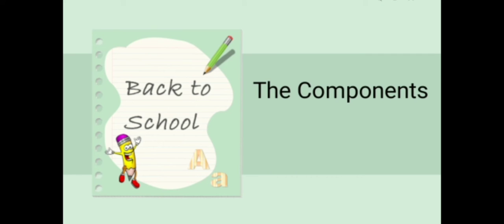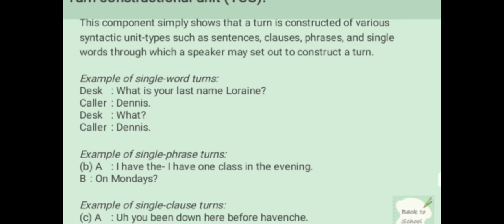Turn taking for conversation has two components. The first is the turn constructional unit, or TCU. This component simply shows that a turn is constructed of various syntactic unit types such as sentences, clauses, phrases, and single words, with which a speaker may set out to construct a turn.